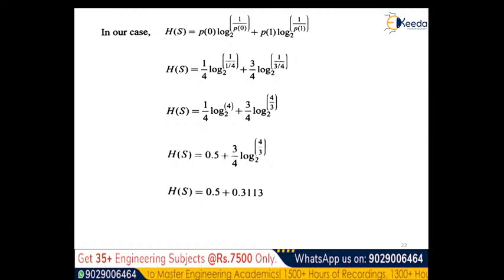Finally we compute it to the value 0.3113, and when adding it to the 0.5 we get the resultant value of the entropy for the second case of non-equiprobability of the gray levels or the symbols, that is equal to 0.8113, and the unit of measurement is bits per symbol here.